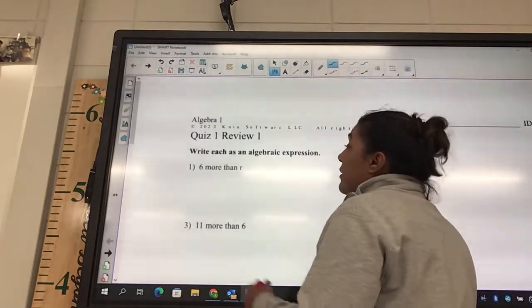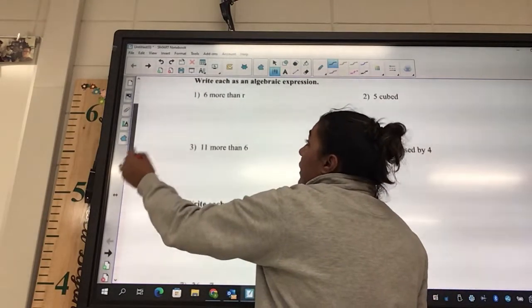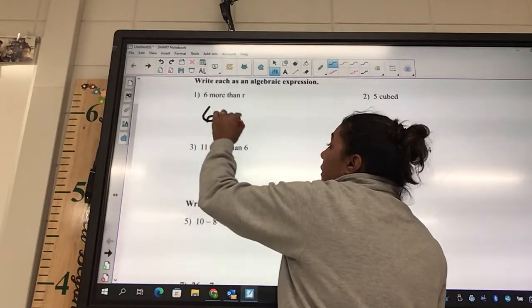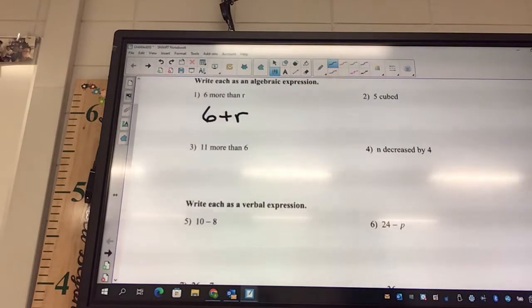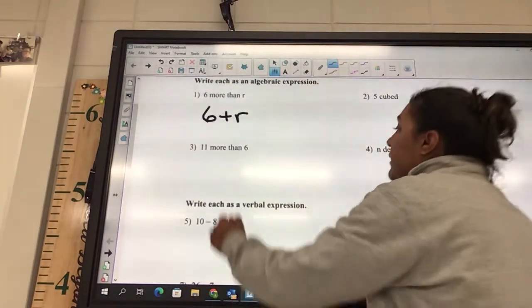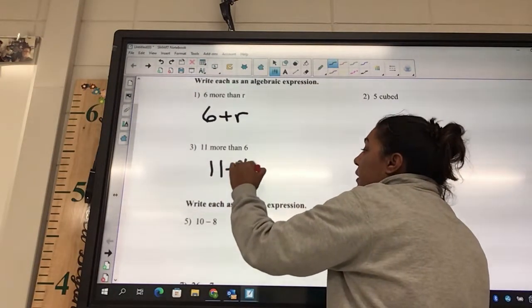Okay, so write each as an algebraic expression. Okay, so 6 more than r is going to be 6 plus r. 11 more than 6 is going to be 11 plus 6.